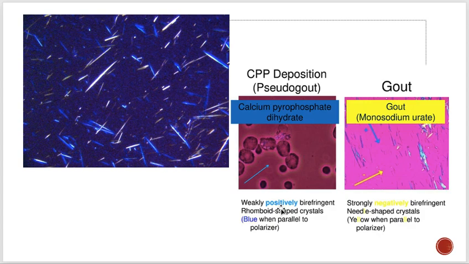So they are for pseudogout, calcium pyrophosphate deposition, so CPPD or calcium pyrophosphate crystals. And the needle shape is for gout. So this is how they diagnose this condition.